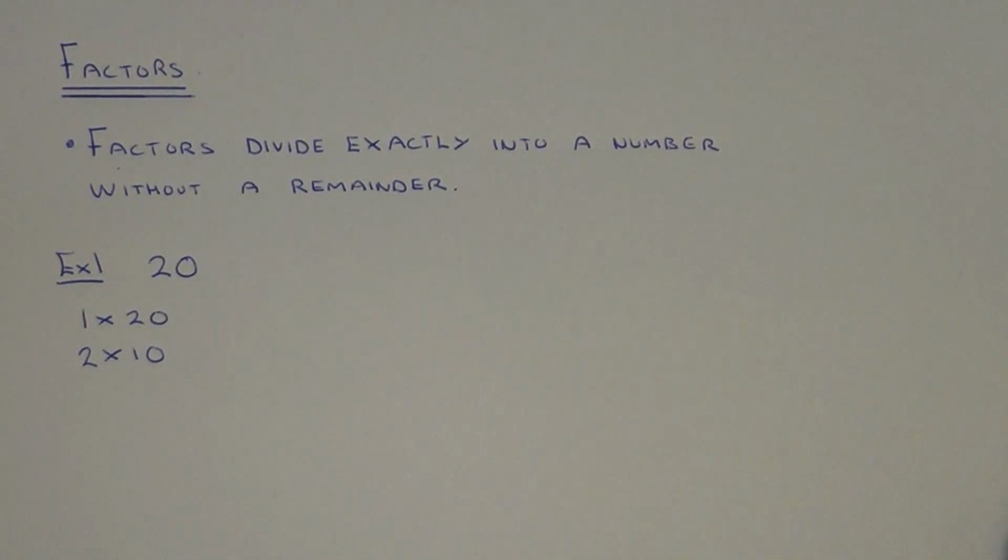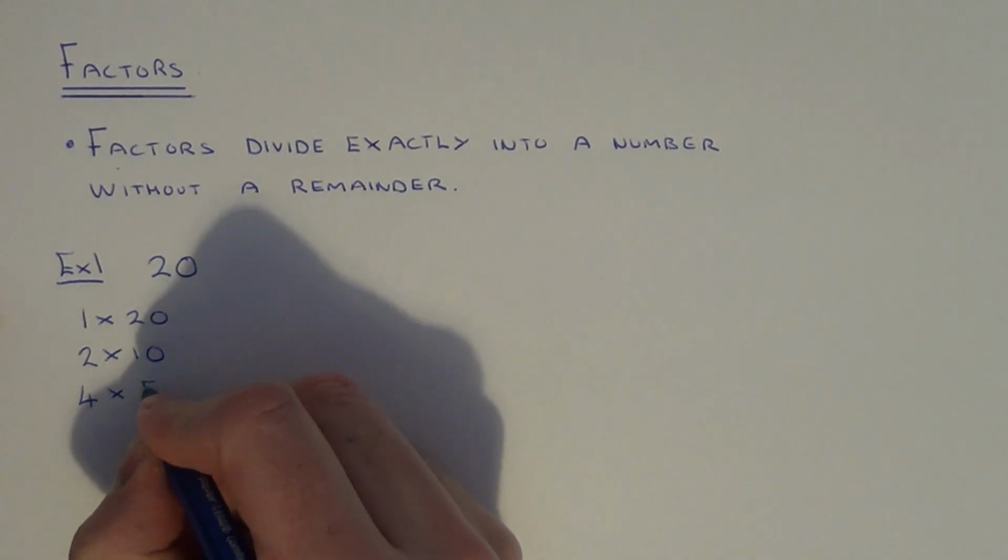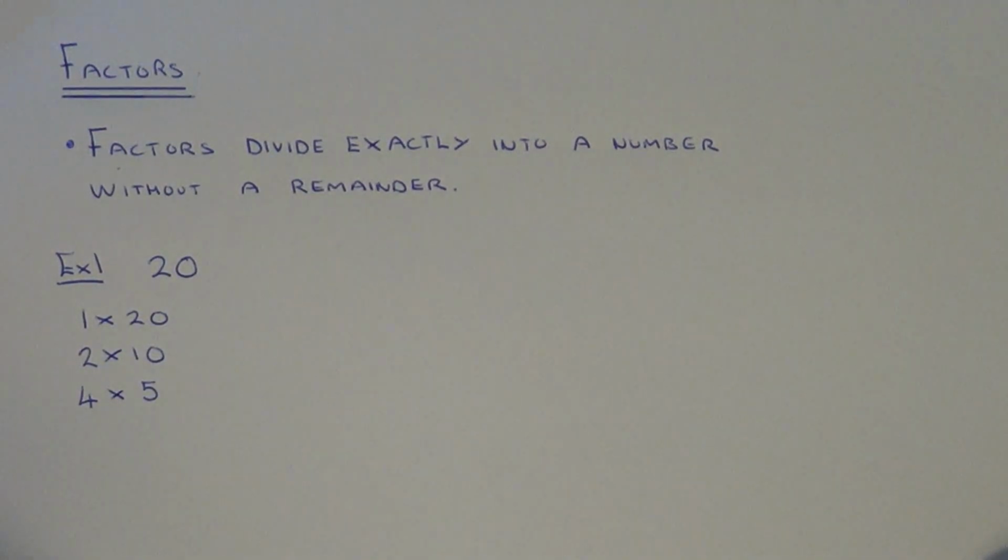So next times table is your 3's. Does that work? 3, 6, 9, 12, 15, 18, 21. Well, 3 doesn't go into 20, so 3 isn't a factor. So the next times table is your 4's. So we've got 4, 8, 12, 16, 20. So again, that goes exactly into 20, so we can write that one down. So it goes 5 times.